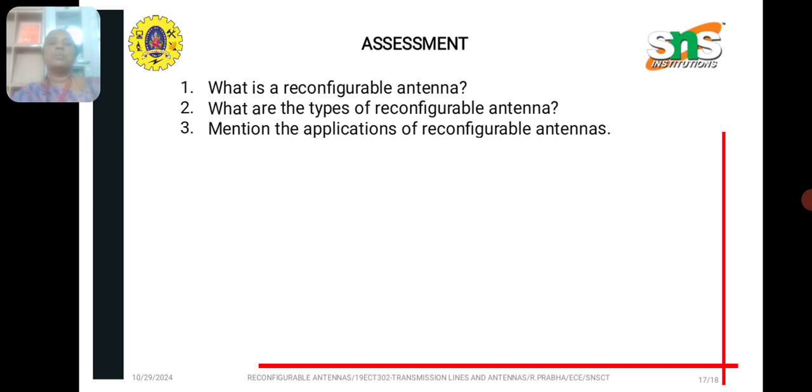Now the assessment questions. What is a reconfigurable antenna? We know the antenna which adapts to the environment is called reconfigurable. Types we know: frequency reconfigurable, phase reconfigurable, pattern reconfigurable, and composite reconfigurable. And the applications we have seen already: the variety of biomedical applications, wireless communication, etc. are the applications of reconfigurable antennas.